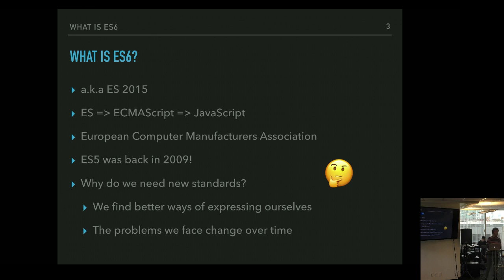Just trying to show that there's a human element to this. Right? We find ways to express ourselves better, so we change the tools that we use to express ourselves to fit that. You're going to see examples of that as I look at things that have changed with ES6. Second here is that the problems that we face change over time, right? So we come up with better words or better phrasing, but more like advanced constructs in our language to solve those problems.